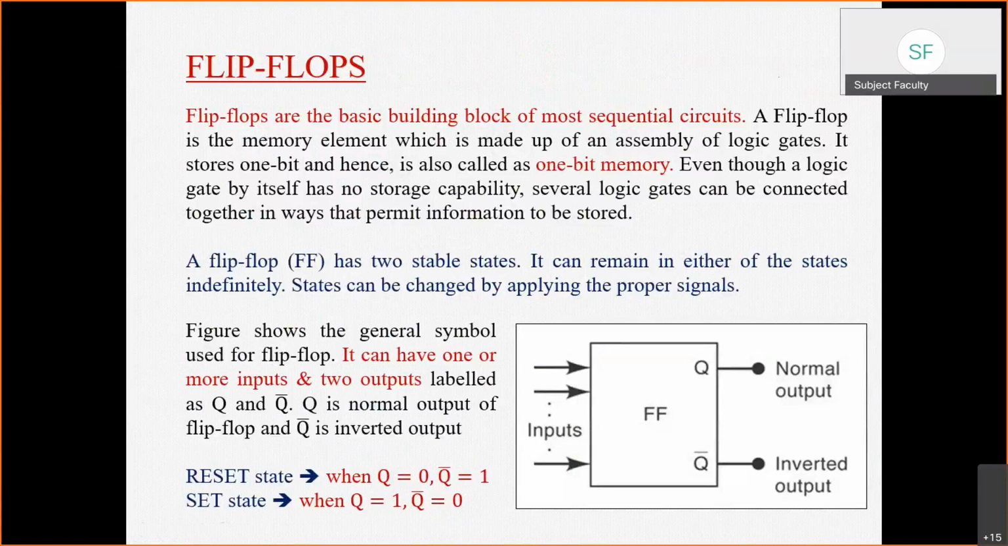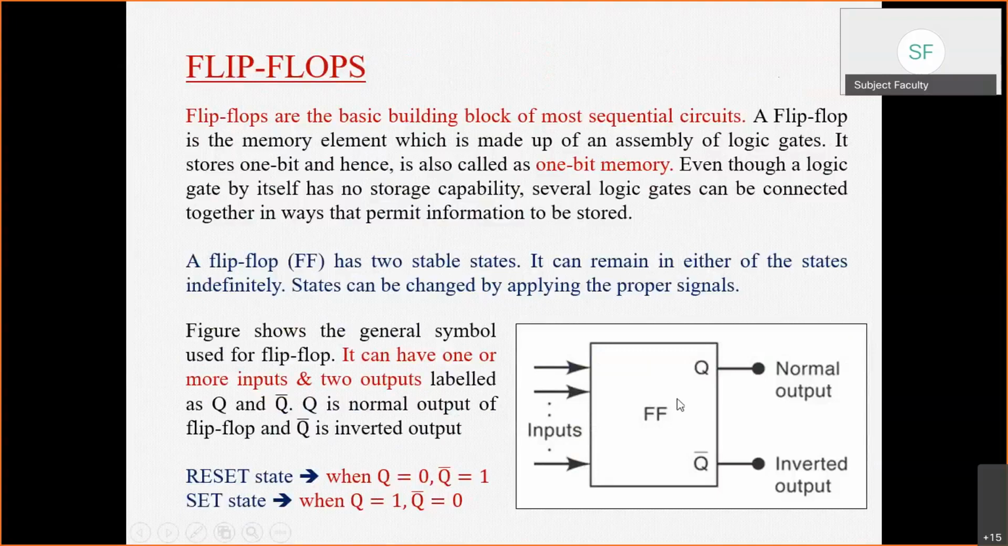So what is a flip-flop? Flip-flops are basically the building block of your sequential circuit. It can store 1 bit of memory, and it is also called a 1 bit memory cell. The output of a flip-flop has two stable states: either the output will be high or the output will be low. The output can remain in either of these states for an indefinite amount of time. The output will change only when the proper signals are applied.